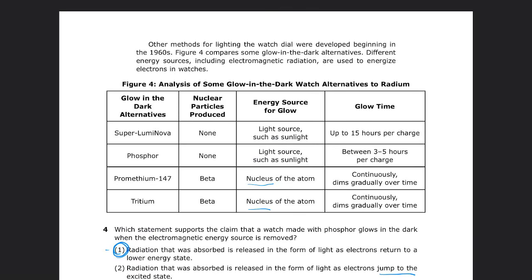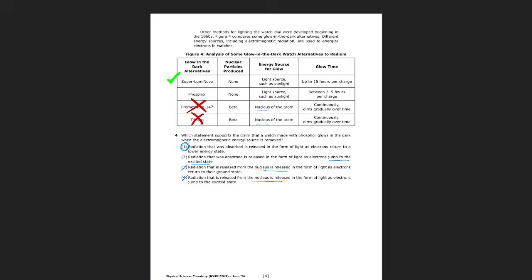Right off the bat, we don't want anything nuclear, so we're going to get rid of these two, because this one releases beta particles and this one releases beta particles. So then both of these, the superluminova and the phosphor, use light as an energy source. But if we look at the glow time, the superluminova has up to 15 hours of charge. So I'm thinking that I want to make my argument for superluminova. Let's go back and do that.